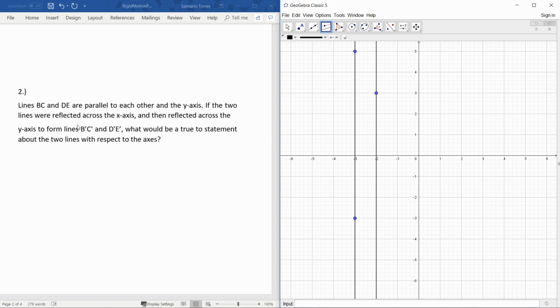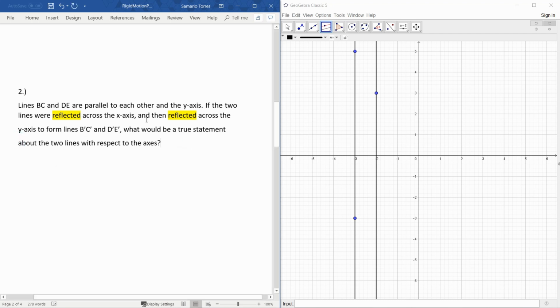It says if the two lines were reflected across the x-axis, and then reflected across the y-axis to form lines B prime, C prime, and D prime, E prime, what would be a true statement about the two lines with respect to the axes? So I think what we should do first is always highlight the important words. If the two lines were reflected, it's a good word because it's a rigid motion, right? And this entire thing is about rigid motions.